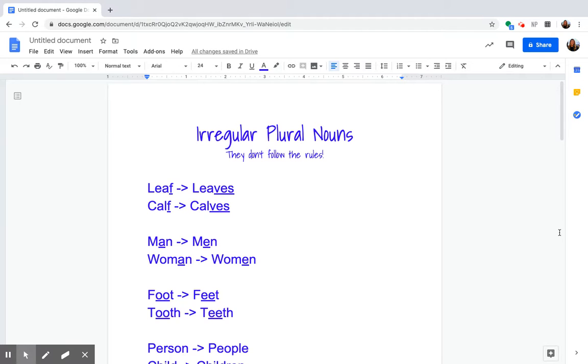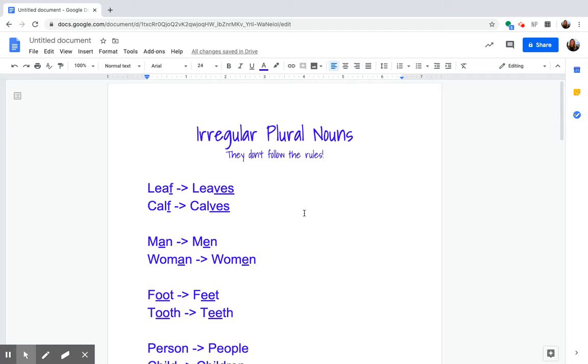We are starting a new topic today in writing, and today we are going to be learning all about irregular plural nouns. Now, most plural nouns we know end with an S or an ES ending, and they follow that rule. We just take the noun as it is and we add the S ending. Now, irregular plural nouns, they don't follow the rules. They have their own rules that they like to play by.